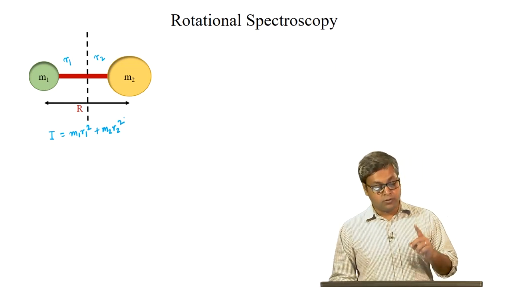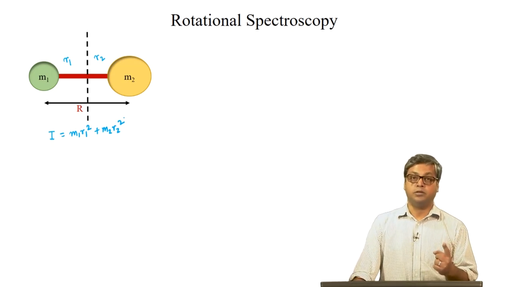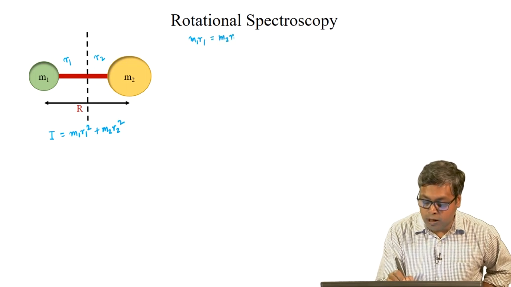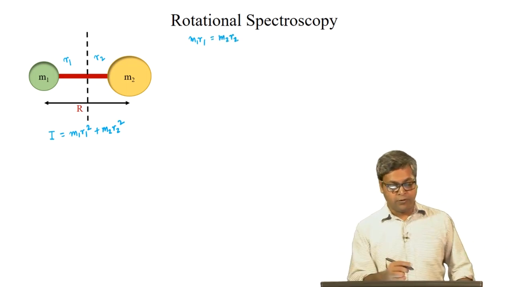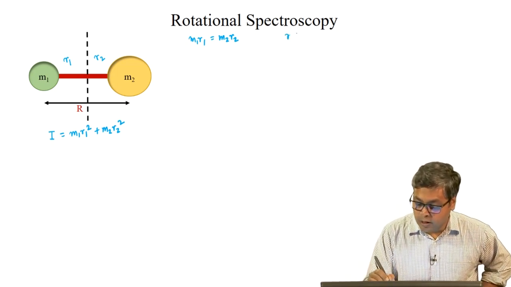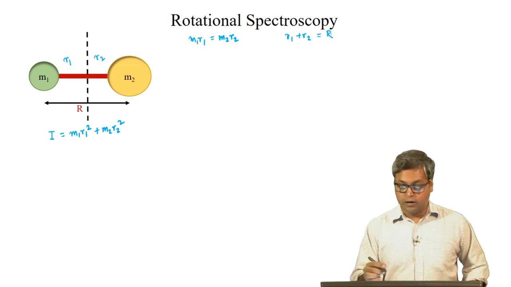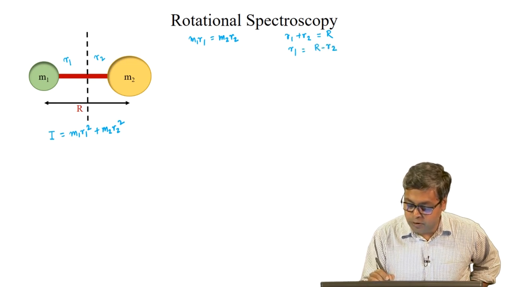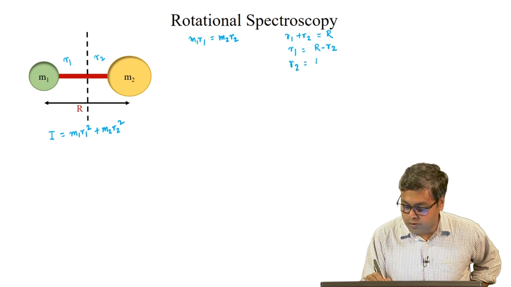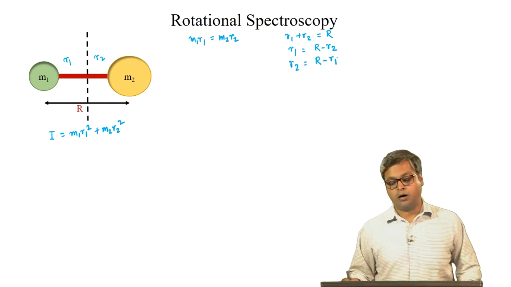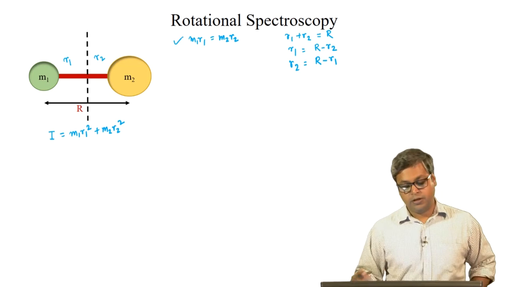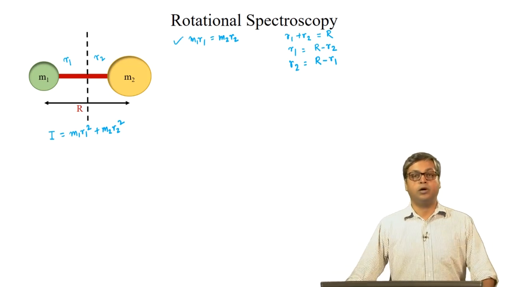And because it is rotating about the center of mass, we can write m1 r1 equals m2 r2. Also, we can see from this figure that r1 plus r2 equals capital R. So, we can write r1 equals R minus r2, and also r2 equals R minus r1. Now let us look into this equation m1 r1 equals m2 r2.